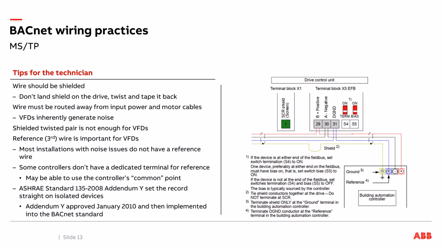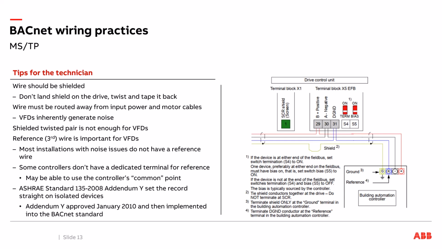Twisted pair is not enough for VFDs. A lot of times in BACnet, for real simple devices, they'll just run a twisted pair, or basically a positive and negative. With VFDs, because they're an isolated device and they create noise, you want to have a reference wire. Most of the time when I see noise-related problems with BACnet and drives, it's because they did not run a reference wire. Some controllers don't even have a point for the reference, like whatever the building automation controller is. If you run into that situation, you check with the tech support at that control manufacturer, and they can probably tell you what that point would be, even if it's not labeled as the reference on their controller.